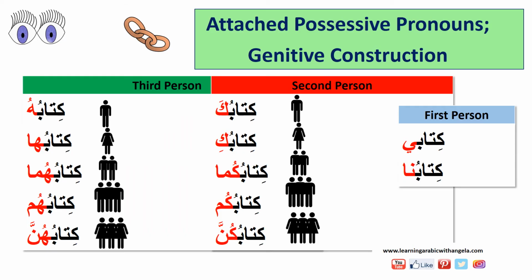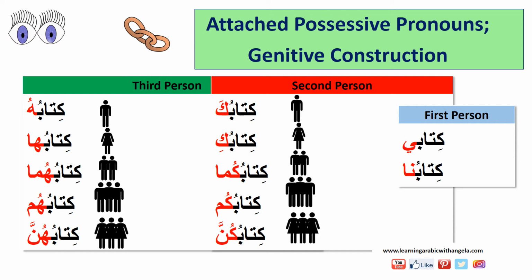Let's review attached possessive pronouns, which always form a genitive construction when they attach to a noun or a particle. And we're going to use the example kitab, which is book. Kitabi, my book. Kitabuna, our book. Kitabuka, your book, for the masculine. Kitabuki, your book, for the feminine. Kitabukuma, your book, for the dual, whether masculine or feminine. Kitabukum, your book, for the plural masculine. Kitabukunna, your book, for the plural feminine.